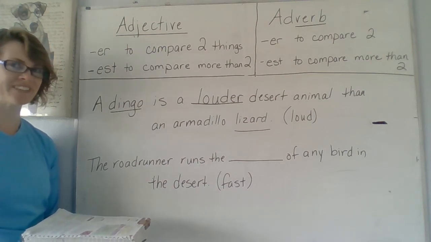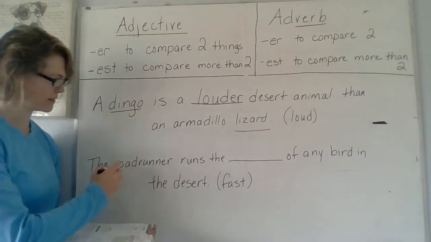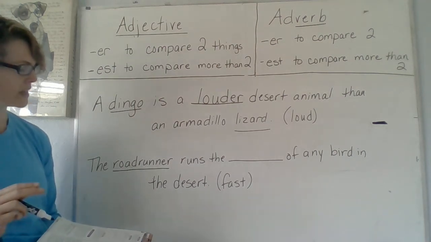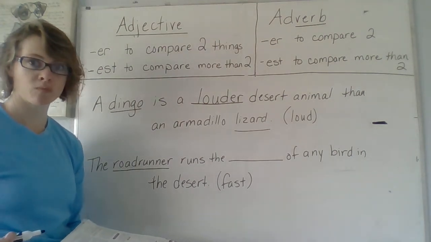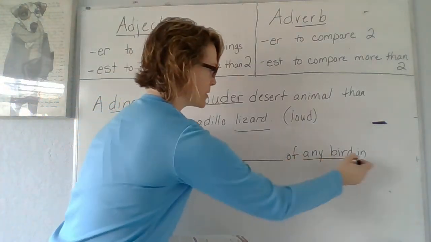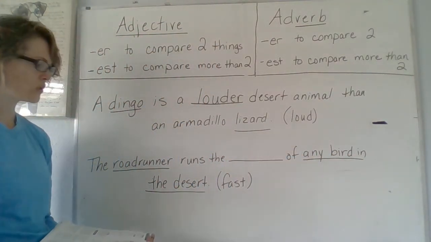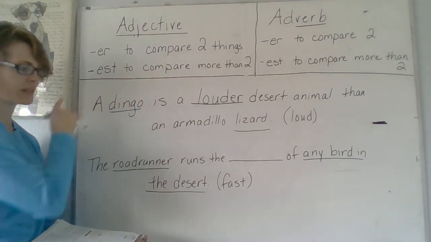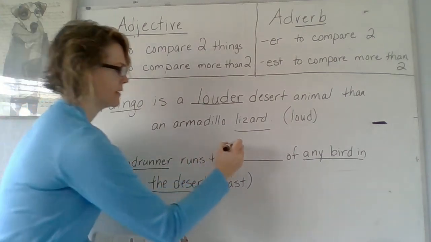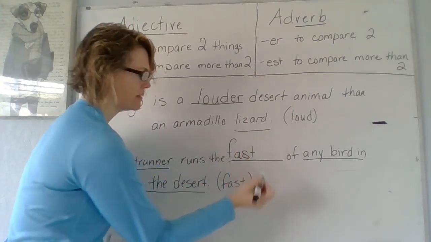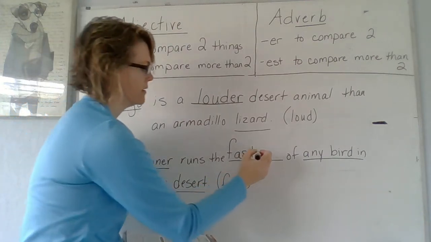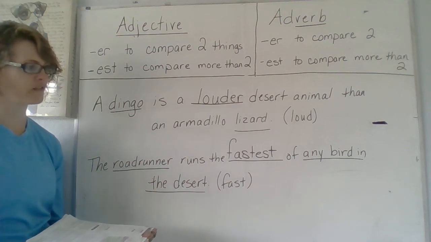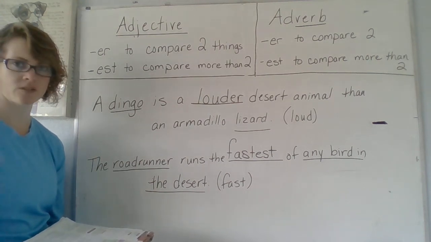Audrey, what did you write down? Let's see. Roadrunner, that's one. And the other thing it's being compared to is any bird in the desert. You suppose there's more than one bird? Any bird in the desert, that could be hundreds. So it's way more than two for sure. So if it's more than two, we use EST. And how would I spell that? F-A-S-T. There's no special rules for that one, so we just add EST. The roadrunner runs the fastest of any bird in the desert.